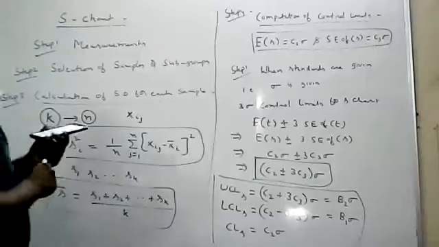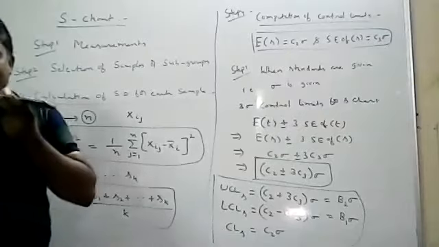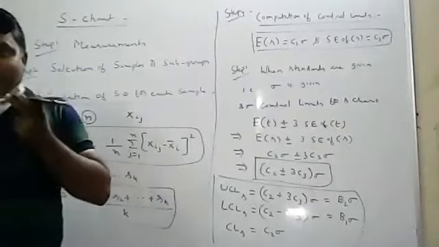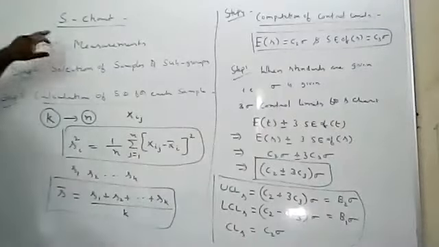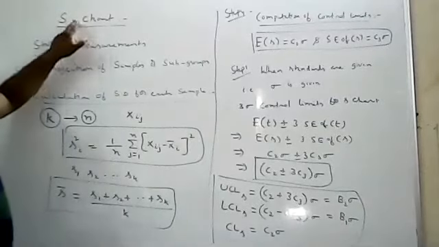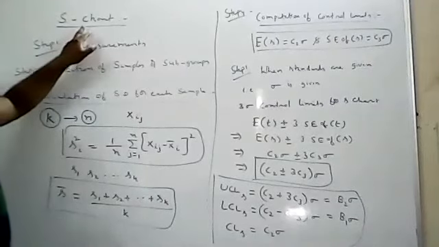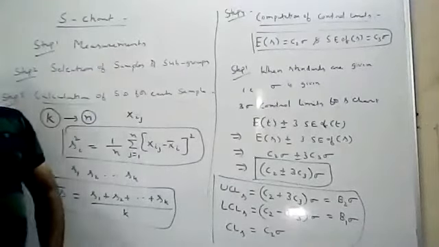So the S chart also comes under measures of dispersion, like the range chart. In the previous class we discussed the range chart. So the mean chart is a measure of central tendency, and the range and standard deviation charts are measures of dispersion. So you require quantitative data, and quantitative data requires measurements.